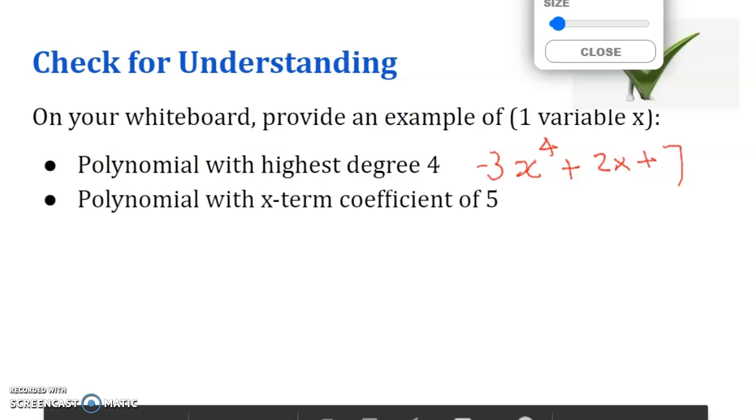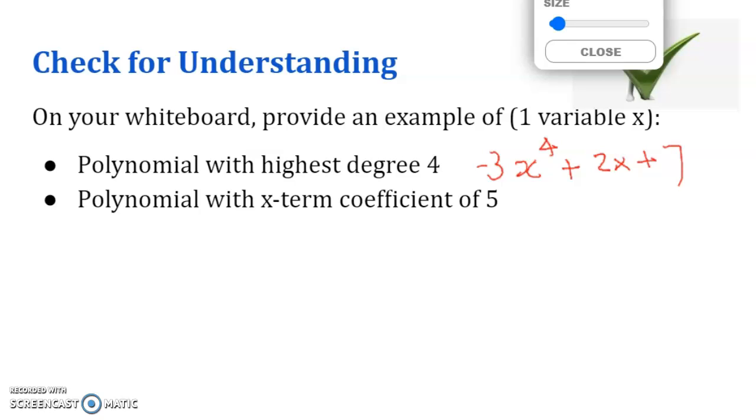What about a polynomial with x term coefficient of 5? Okay, so this means it's looking for the coefficient of the x term. This is the x term here. So instead of 2, I just need 5. So I can rewrite everything as it is and just write negative 3x to the power of 4 plus 5x plus 7. Okay, so the coefficient of the x term is 5.